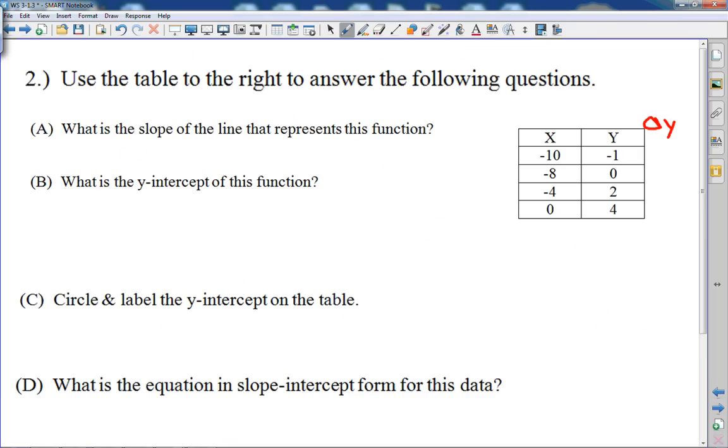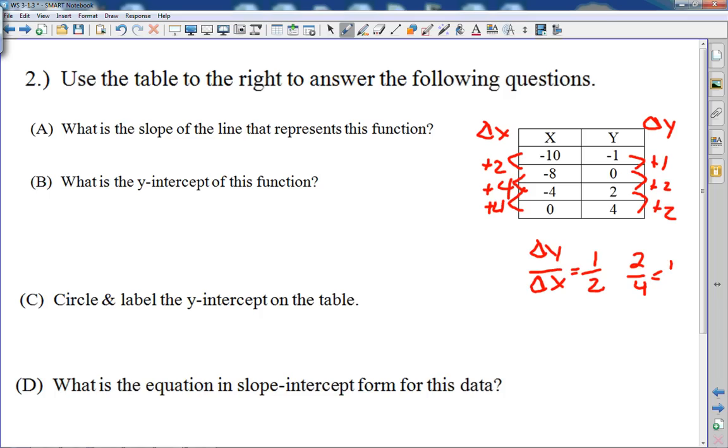Okay, let's go back. What is the slope? Let's do delta y: plus 1, plus 2, plus 2. Delta x: plus 2, plus 4, and plus 4. I have delta y over delta x, 1 over 2, that's 1/2, or 2 over 4, that reduces to 1/2. My slope is 1/2.